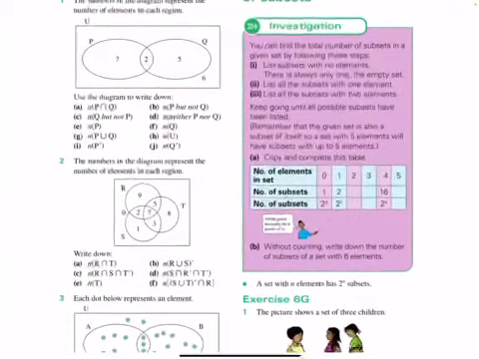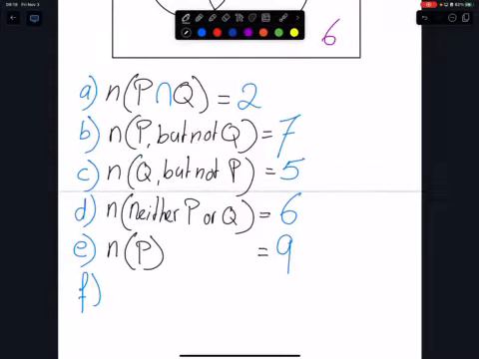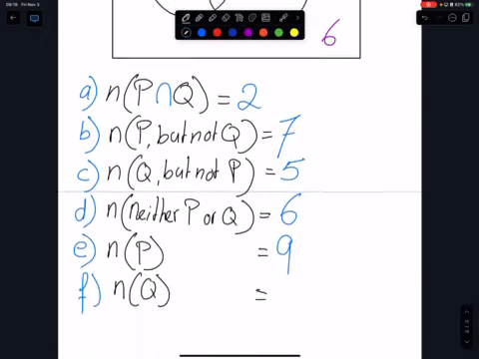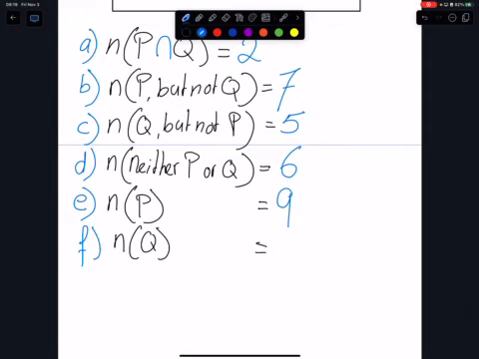F, Q. So I'm looking at everyone in Q. So I'm looking at Q, meaning 5 with 2. Total amount equals 7.